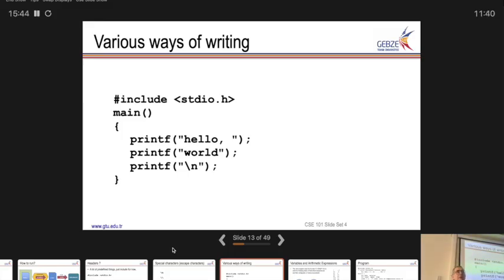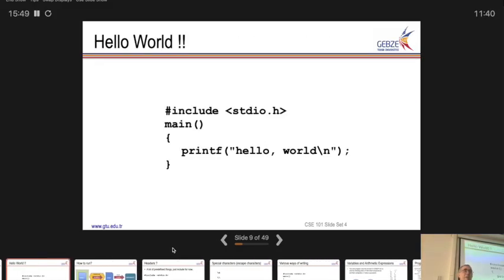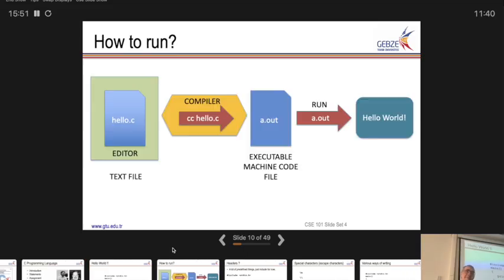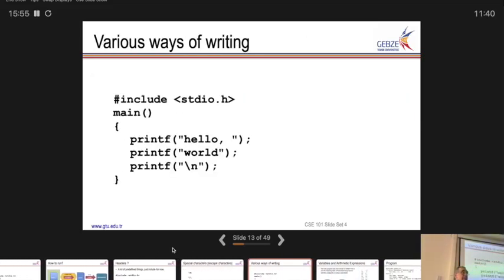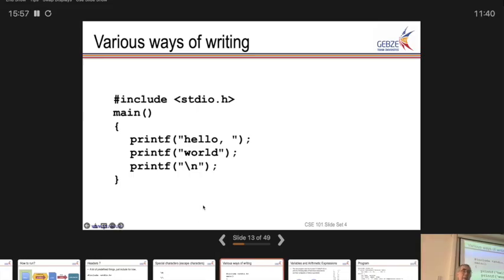So instead of writing in a single line, I can write hello world end. Each line is a statement, and each statement must end with a semicolon. If you forget this semicolon, you will get an error. It won't compile. You will get a compiler error.